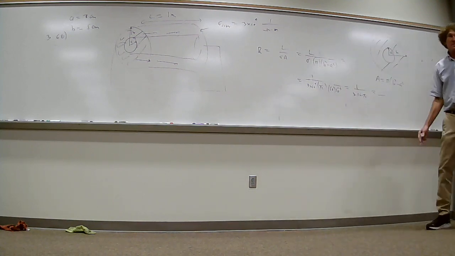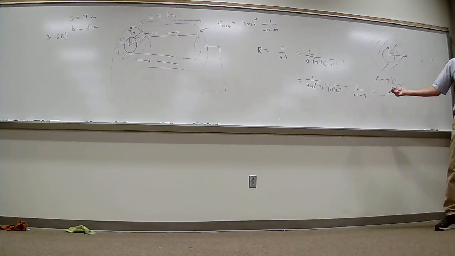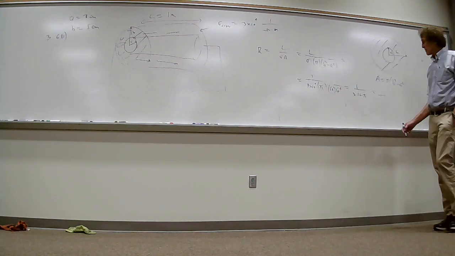Y'all follow me on this, guys? What I'm doing here? Is that right? What's that value come to? It's 1 over 3 times 16 times pi, so 1 over 48 pi. 0.0066.